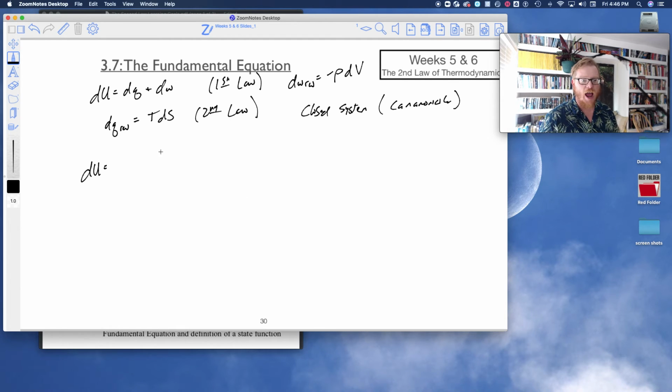Okay, and so now I can rewrite this dq reversible right up here as TdS. And I can rewrite, if I'm saying this is all reversible, that's what makes it closed, then I can say negative PdV. There it is. dU equals TdS minus PdV. That's a super important equation, and you're about to see why.